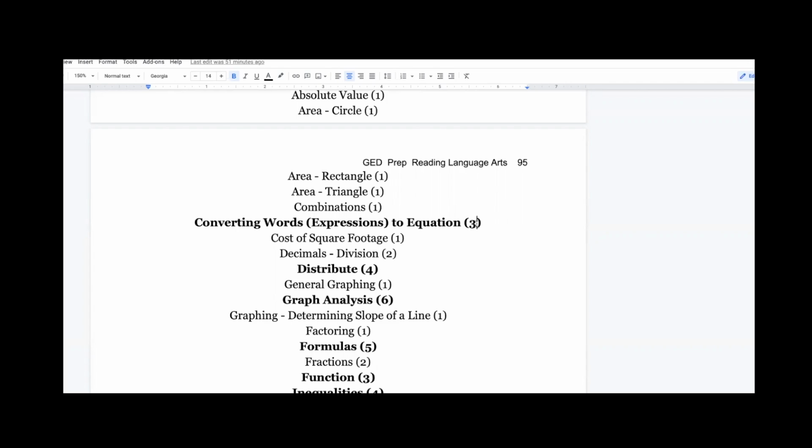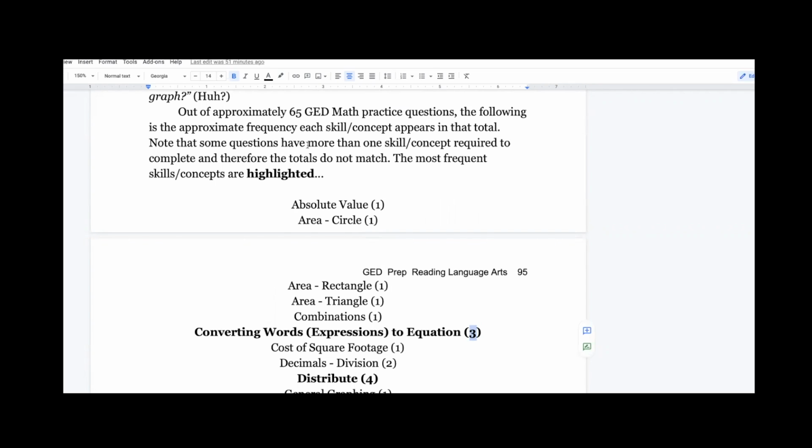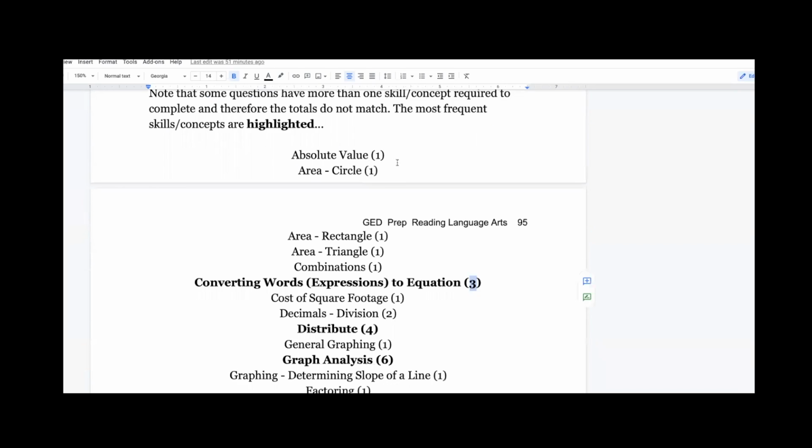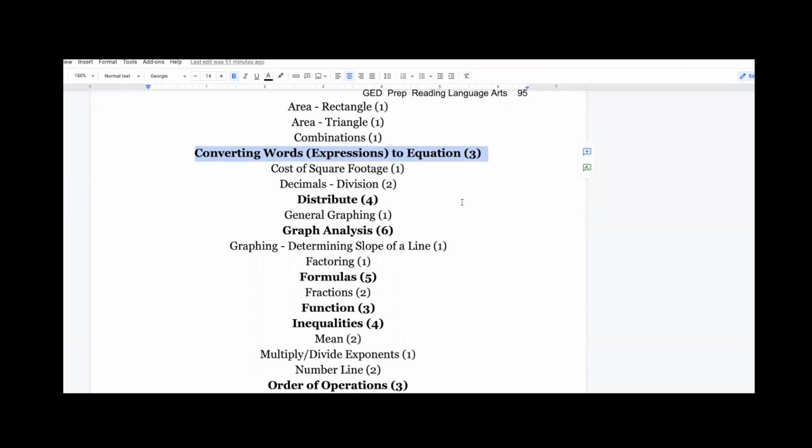Now, you might say, wow, 3 problems, that's nothing. Well, not necessarily. 10% of 65 problems would be 6.5. 5% would be 3.25. So converting words to expressions is about 5% of your test. They're word problems. You have to know these. If you're really good at them, great. If you're weak at word problems, I would study the highlighted ones on this list that you don't know, because that's where the bulk of the questions are.